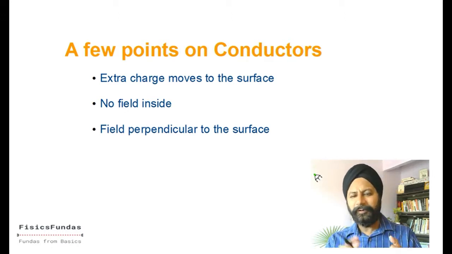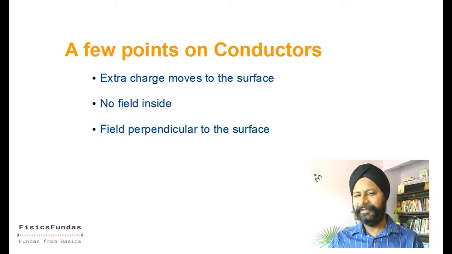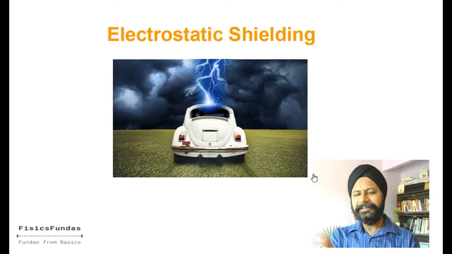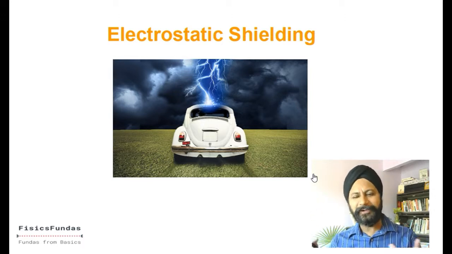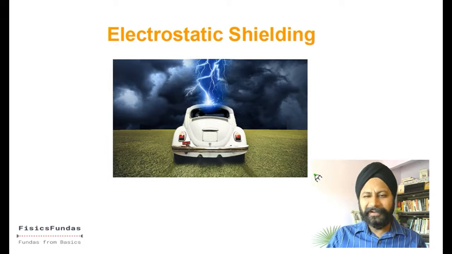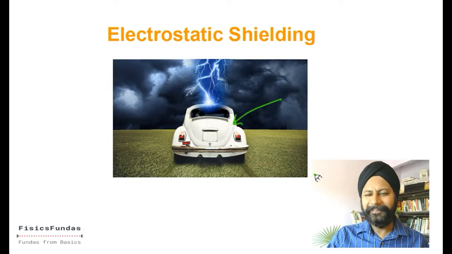So field is always perpendicular to the surface, ये भी हमने पढ़ लिया. Now electrostatic shielding का सबसे बड़ा example, let's say there is lightning. It is always advisable कि you don't stand under the tree, you actually sit inside the car. क्यों? क्योंकि car is made of metal.